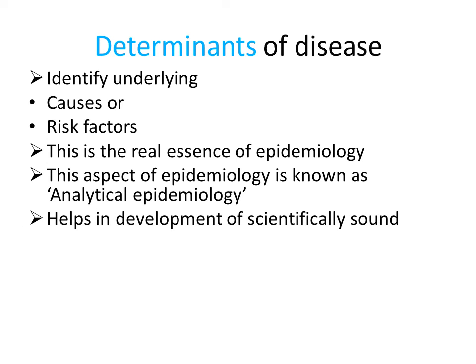The knowledge of determinants helps in development of scientifically sound interventions and health programs. What is health program? By health programs we mean a group of control measures initiated by the administration, mostly the government of the area, to combat or control the most troubling disease of that area. For example, we have a TB control program in our country.